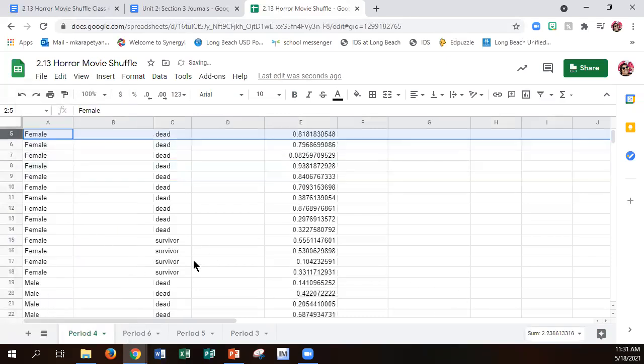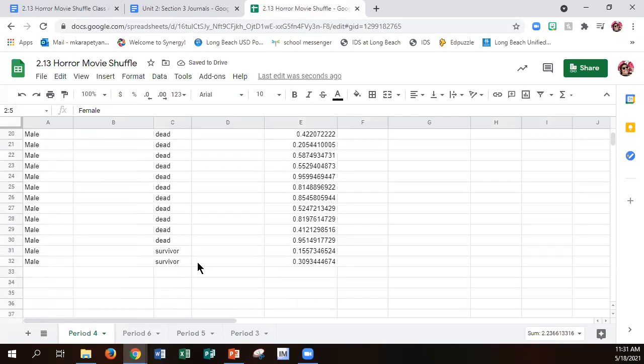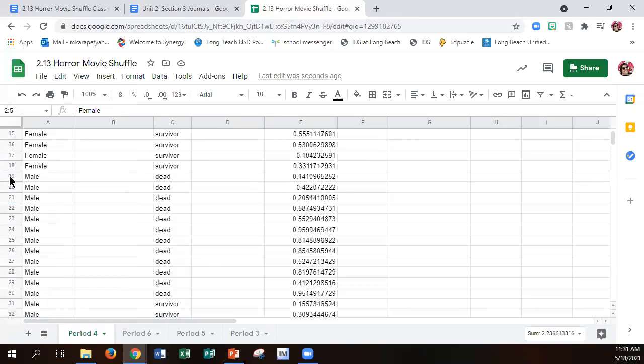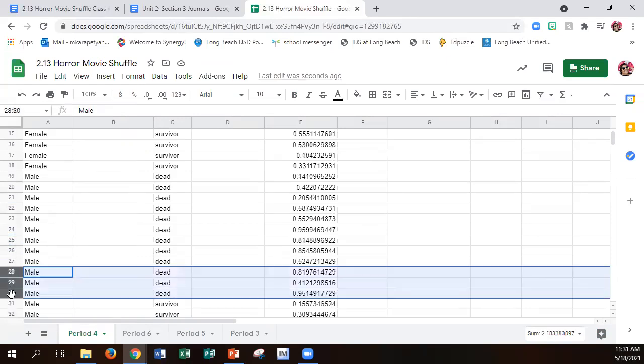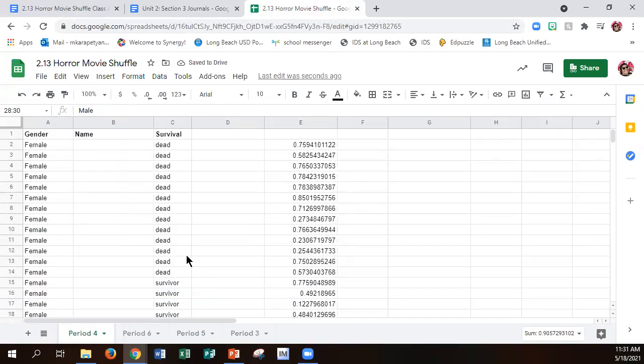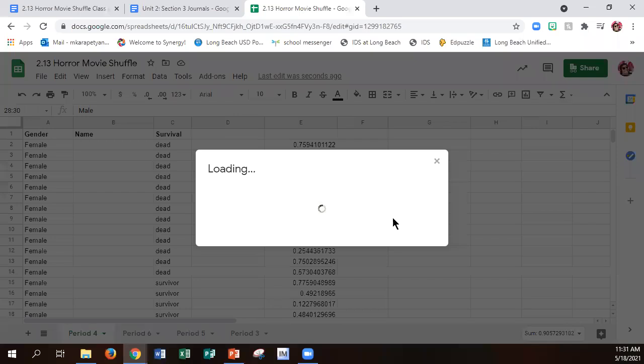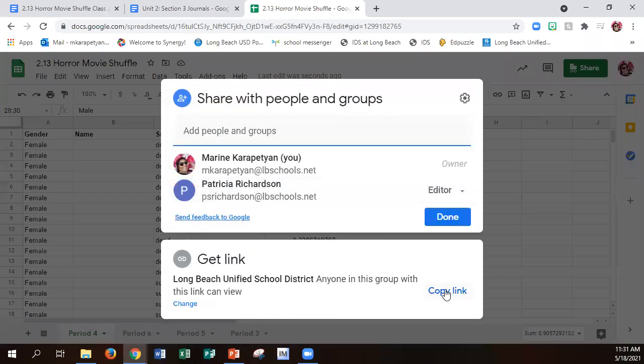And then for the guys, I have 2 survivors, so we're going to leave those guys. So that means I should have 9 dead guys. 1, 2, 3, 4, 5, 6, 7, 8, 9. So these guys need to bye-bye. Let me double check with the females. 1, 2, 3, 4, 5, 6, 7, 8, 9, 10, 11, 12, 13. Perfect. Okay.